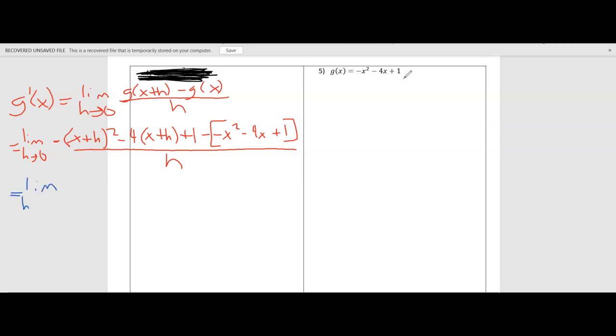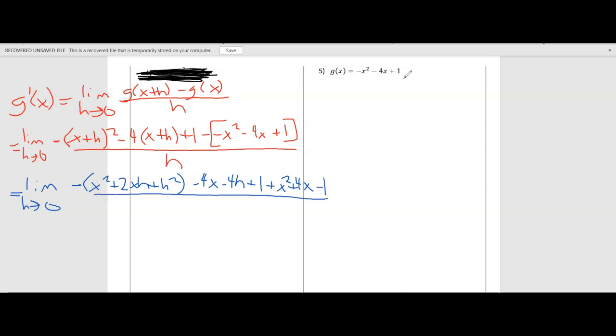So limit as h approaches 0 of negative x squared plus 2xh plus h squared, and you can check my, I don't like to call it foiling, but in this case it is because it's a binomial, minus 4x minus 4h plus 1 plus x squared plus 4x minus 1. I'm going to distribute that negative sign. Of course, this is all over h.